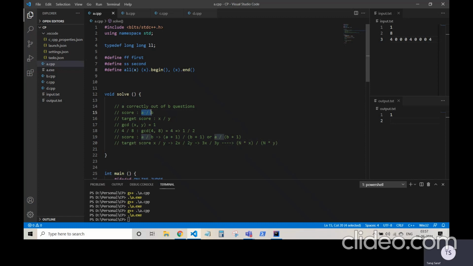So if starting from the score A by B, I manage to reach a score of the general form nx divided by ny, then I have finally reached the target score of x by y. And whatever were the steps that I required to reach this score, that is the number of steps, right? So we have to find such an n that minimizes the number of steps.